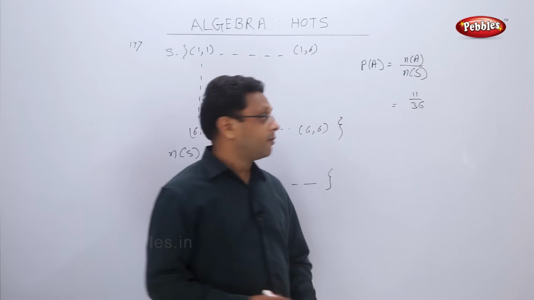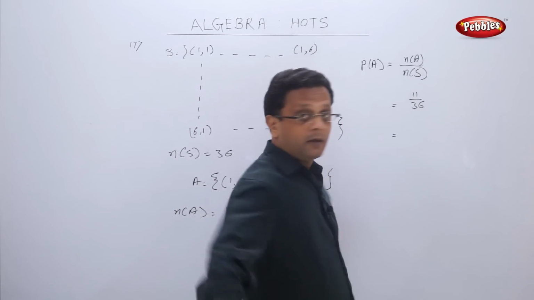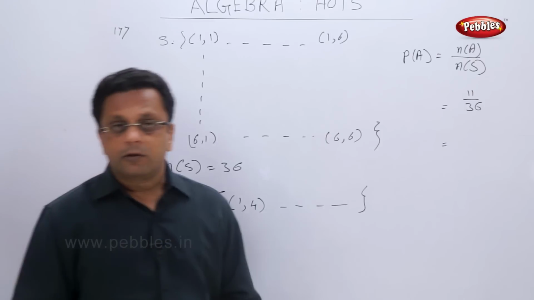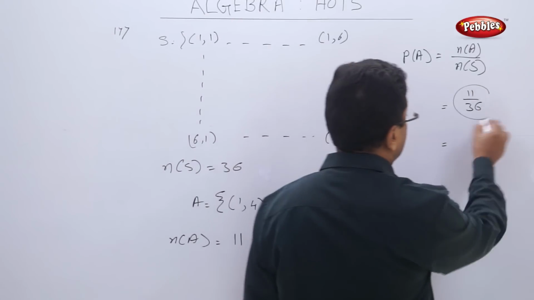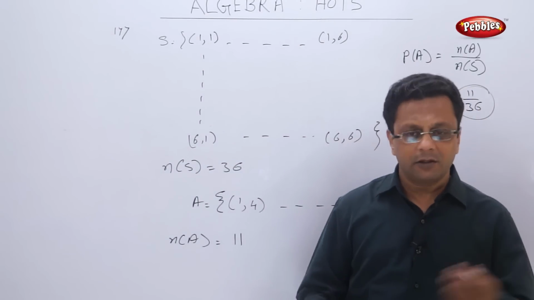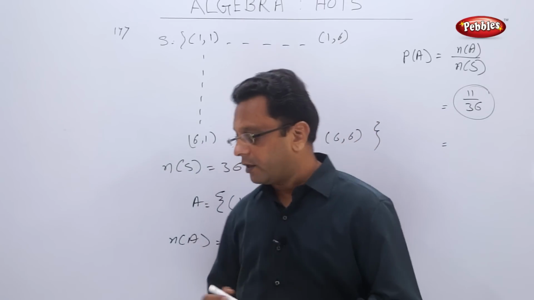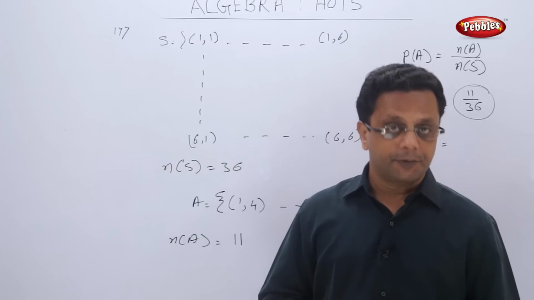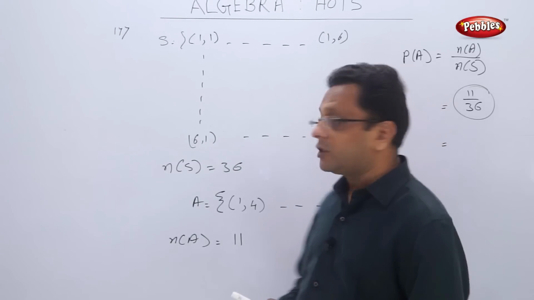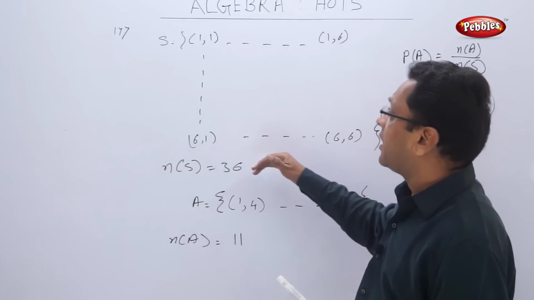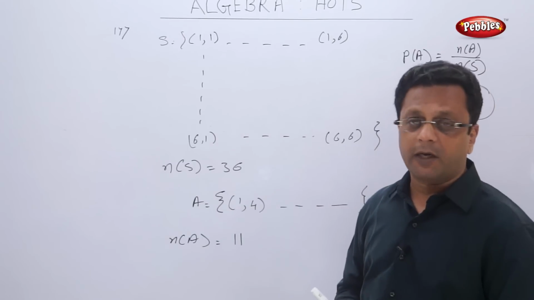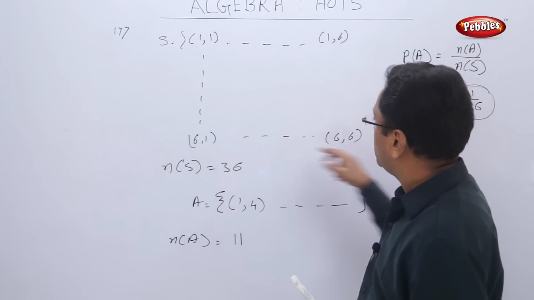Remember, your probability will always be less than 1. So either you can divide or you can just write down the probability. This was a very simple example. I don't know why it is included in HOTS. Just keep in mind that in the exam this will be for 4 to 5 marks. So don't write like this.